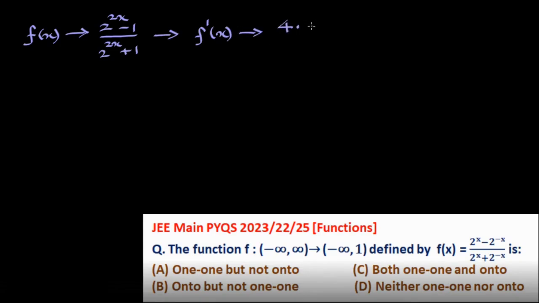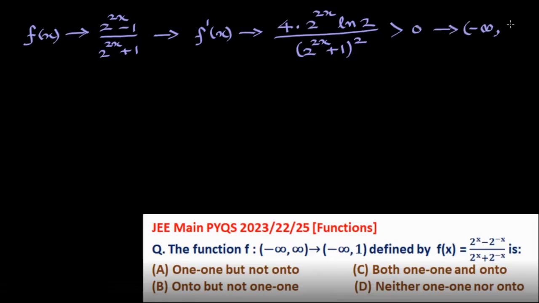Let us first discuss the solution strategy. First, we will simplify f(x) to (2^(2x) minus 1) upon (2^(2x) plus 1). Then we will find its derivative f'(x), which after simplification will be 4 times 2^(2x) ln 2 upon (2^(2x) plus 1) whole square. We will show f'(x) to be positive in the domain negative infinity to infinity, implying the function to be increasing and hence 1-1.